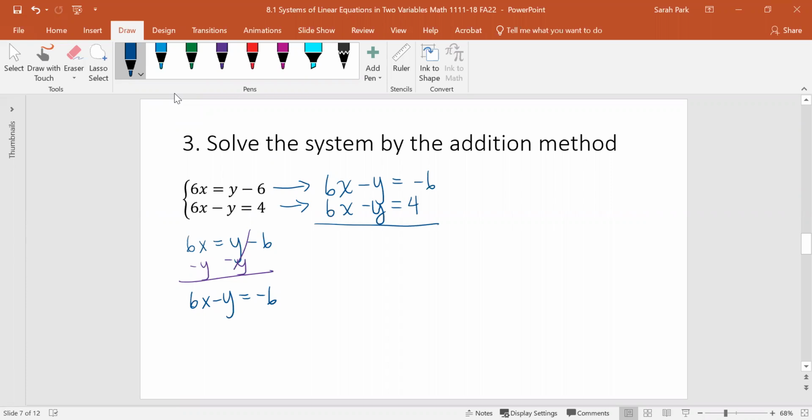And now we can either eliminate the y or the x. Again, it doesn't matter which one you choose. Let's eliminate the y's again by multiplying the top equation by negative 1. Why negative 1? Because that will give us a positive y, which will cancel out with the negative y. So we have negative 6x plus y is equal to positive 6 actually. In the bottom equation, nothing happened there. 6x minus y is equal to 4.